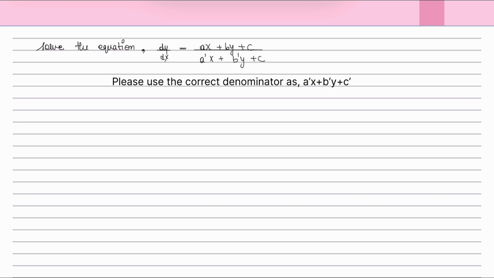Let us suppose we are given to solve the equation in the form of dy by dx is equal to (ax plus by plus c) whole divided by (a dash into x plus b dash into y plus c dash), where a divided by a dash is not equal to b divided by b dash.